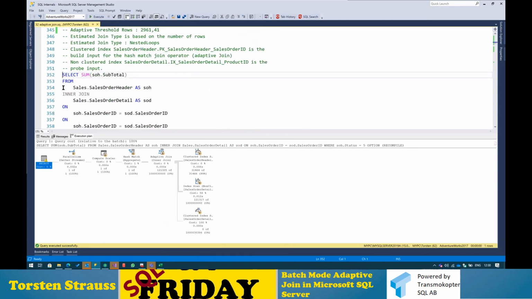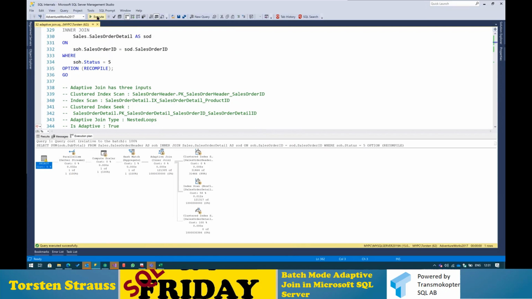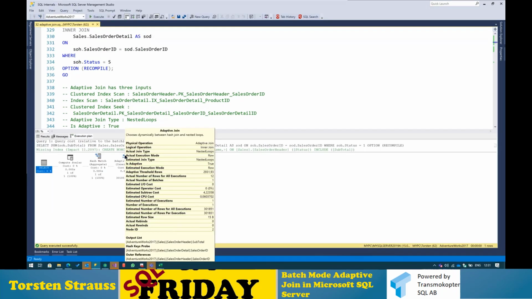When I execute the same query, but just with another predicate, this time looking for all records which have a status of 1, before it was a status of 5, we can see that SQL Server uses the nested loop because the parameter is more selective. Status 1 is more selective than status 5. We see the same properties, and the major difference is that the actual join type is now a nested loop, and the estimated join type is also a nested loop, because I recompiled the query to make sure that we also get the right cost, etc.